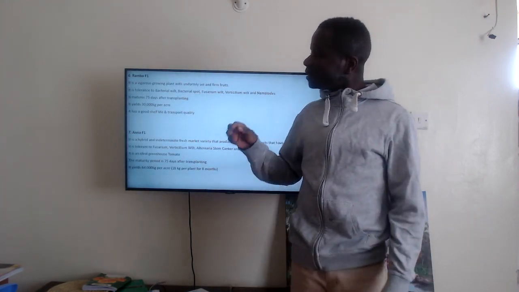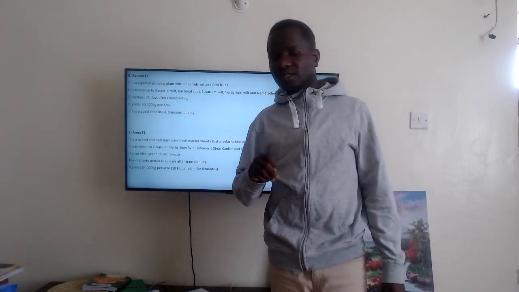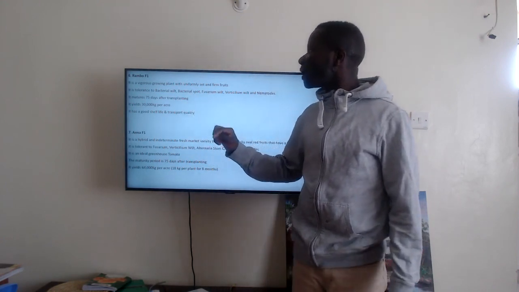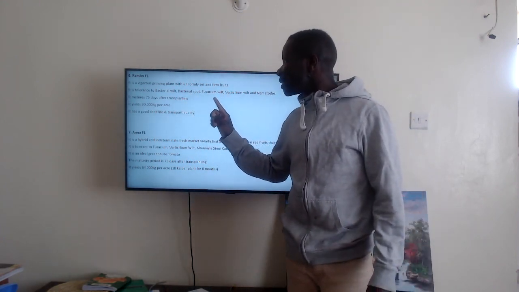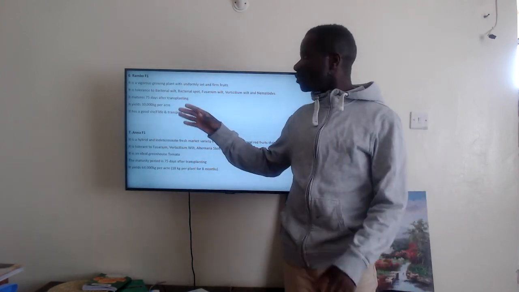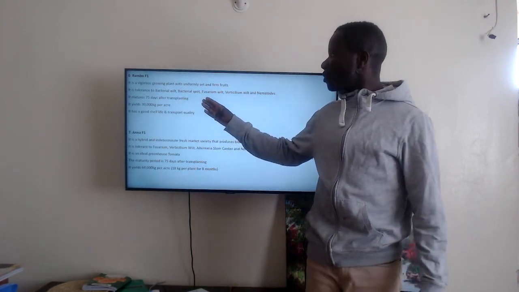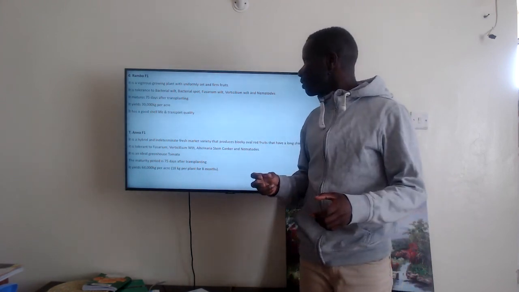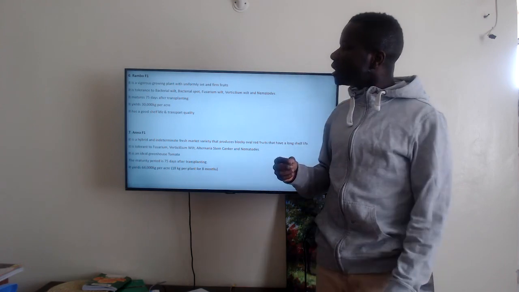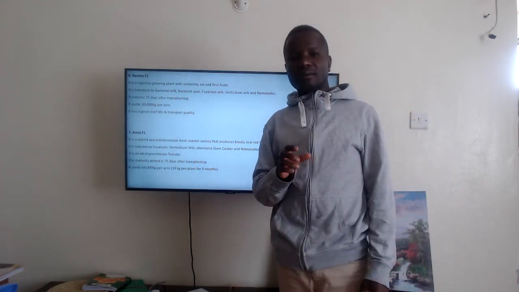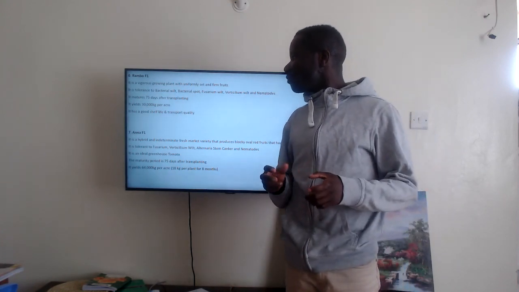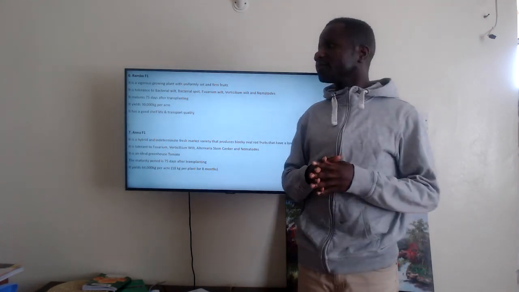Now, the sixth variety of tomatoes is the Rambo F1. It is a vigorous growing plant with uniform set and firm fruits. It is tolerant to bacterial wilt, bacterial spot, fusarium wilt, verticillium wilt, and nematodes. It matures 75 days after transplanting. It has a good shelf life and transport quality.